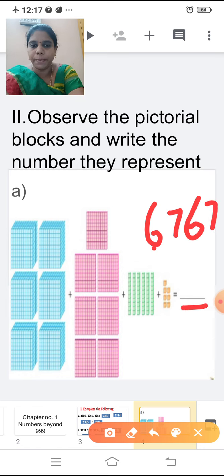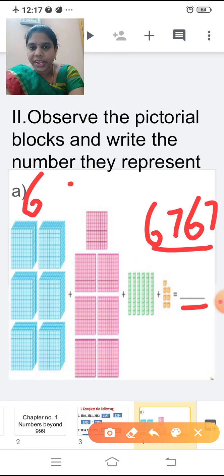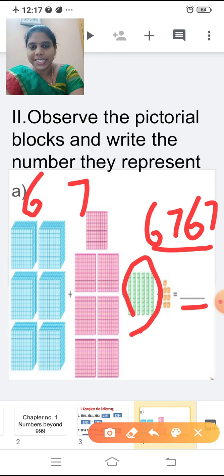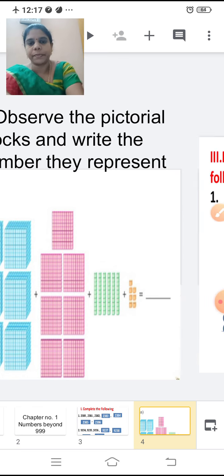You're going to write it in the blank now. So how many thousands blocks are there? We have 6000, 700, 6 tens and 7 ones. So the answer is 6767. I think you all know to see the block and write the number, right, children? Yes, you're going to count the blocks and write it in the exact places, whether it is hundreds, tens or thousands.